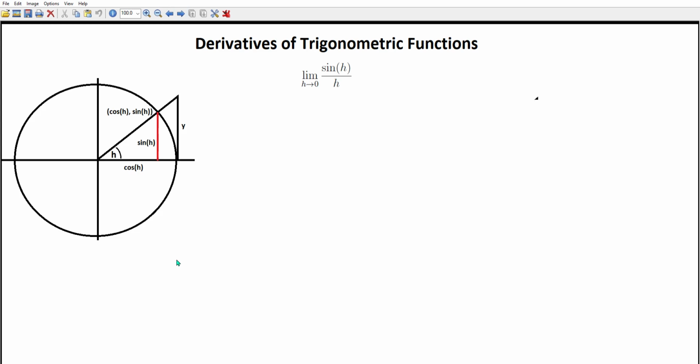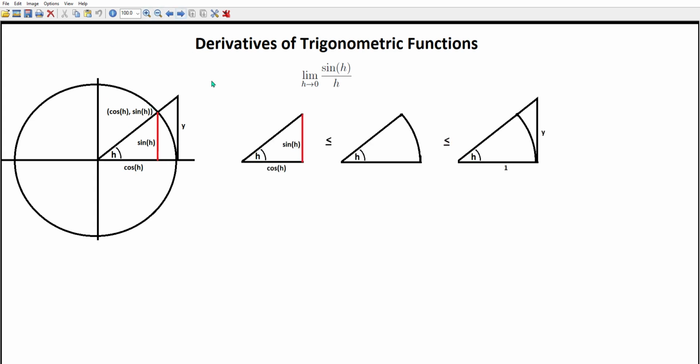So we start by drawing a picture, and the picture is of an angle h in the first quadrant. The coordinates at this point on the unit circle are cosine h, sine h, and there are some triangles. There's this small one here, there's this big one here, and you'll notice this sector of the circle is in between. So I'm going to draw that picture here. This area is less than or equal to that area is less than or equal to this area.